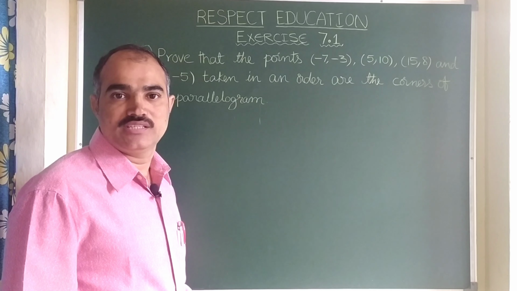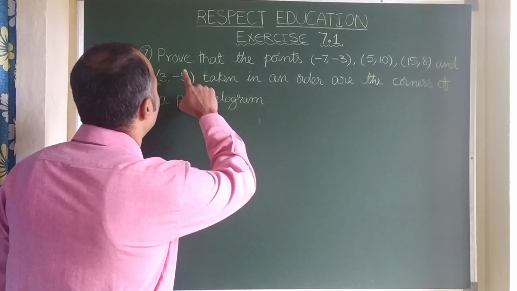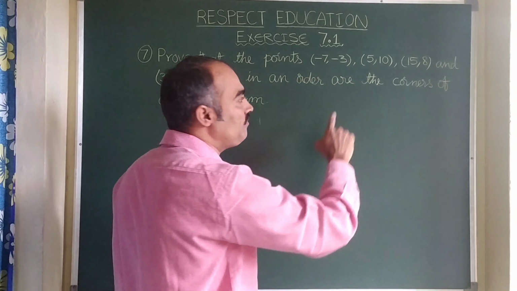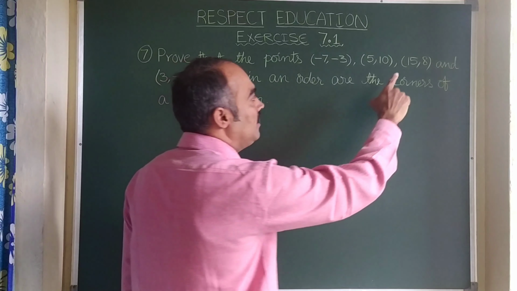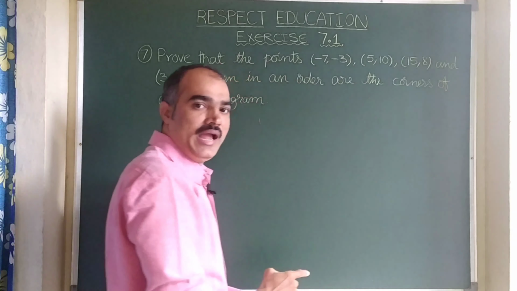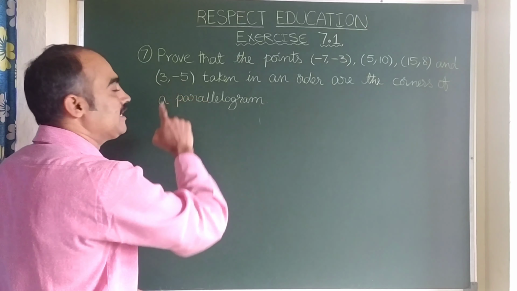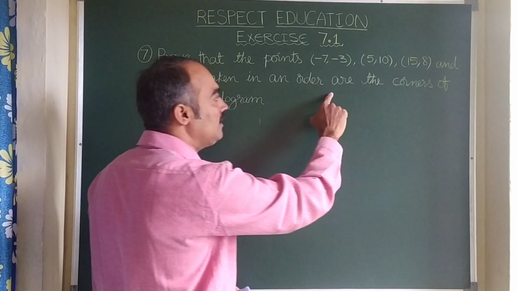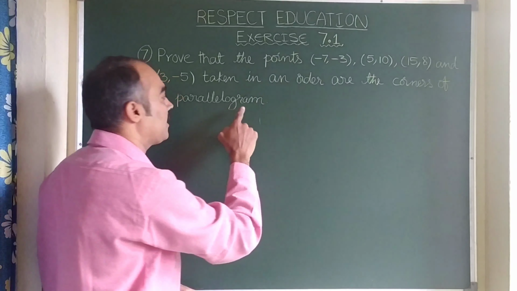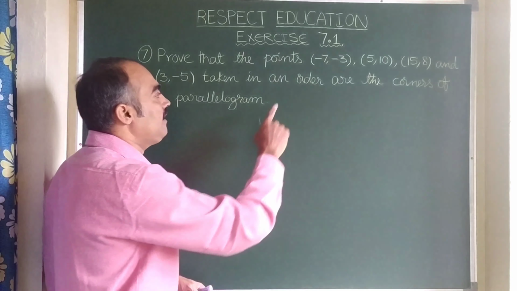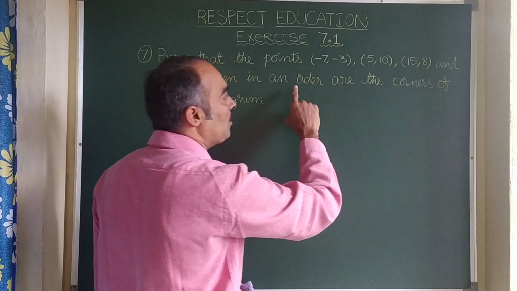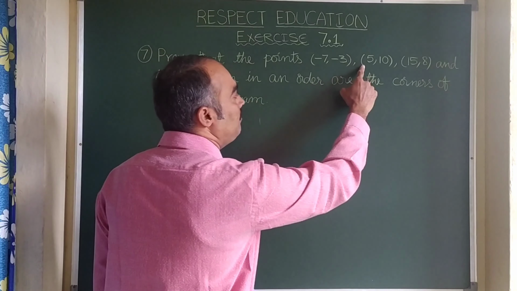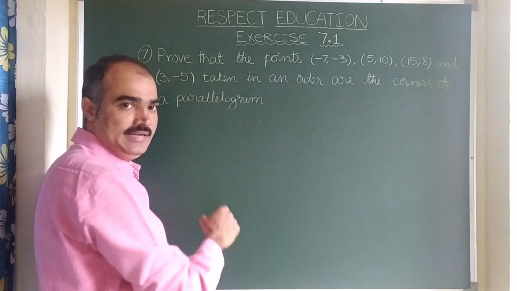Now let us see the next question, that is question number 7. Prove that the points (-7, -3), (5, 10), (15, 8) and (3, -5) taken in an order are the corners of a parallelogram. Here we need to take the given points in an order. So let us consider these points as A, B, C and then D.